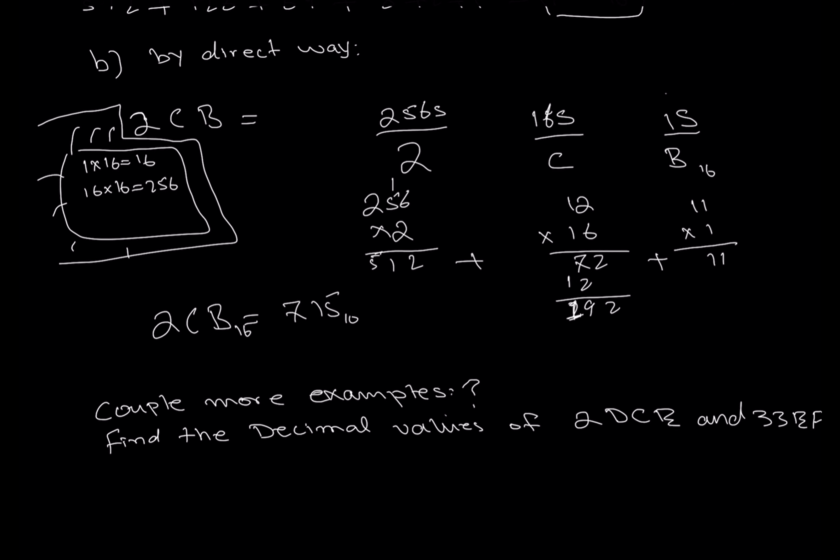So what do you have to do after that? If you find the placing value, then this number, that means 2 is multiplied by 256. C, what is the value of C? It's 12. 12 multiplied by 16. And what is B? B is 11. 11 multiplied by 1. This number you see, this is your multiplicand, and this is your multiplier. These are your multipliers.